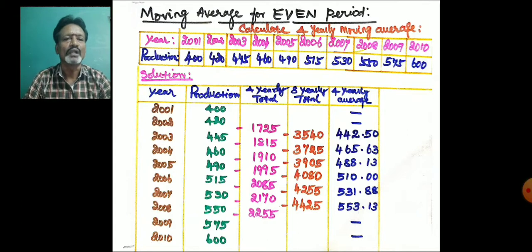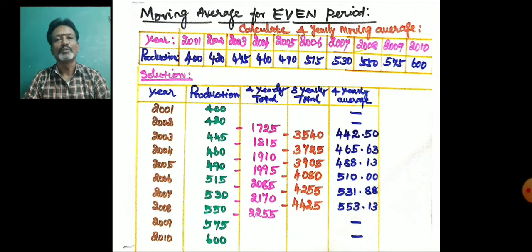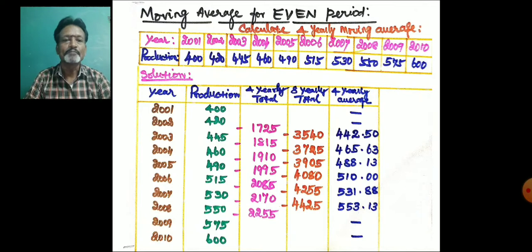So the 8-year totals are 3,540, 3,725, 3,905, 4,080, 4,255 and 4,425. Now you can calculate the 4 yearly average. What you have to do is divide the 8-year total by 8 and write it in the column for 4 yearly average. So 3,540 divided by 8 is equal to 442.50. 3,725 divided by 8 is equal to 465.63. And in the same way you can calculate all the average values.